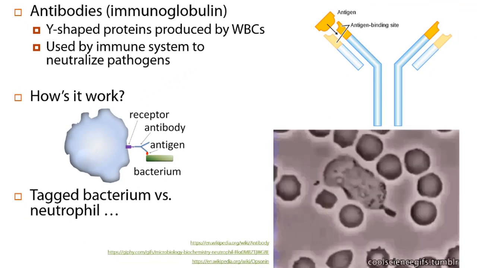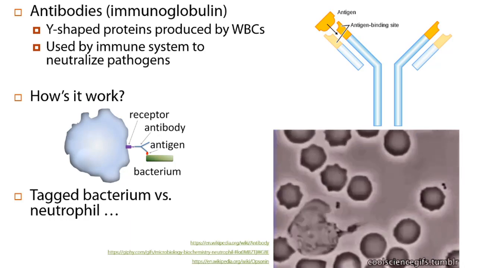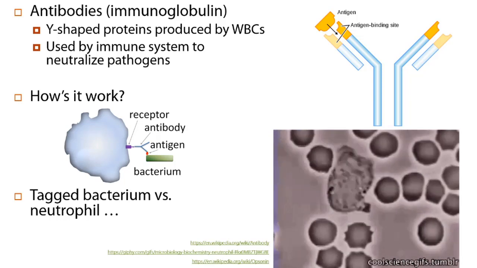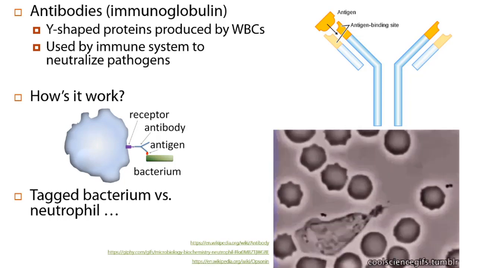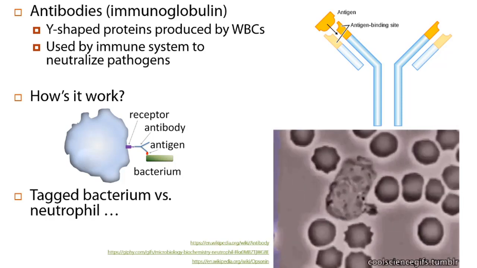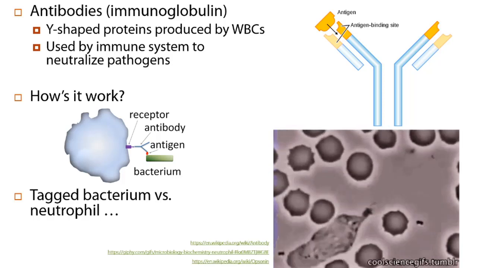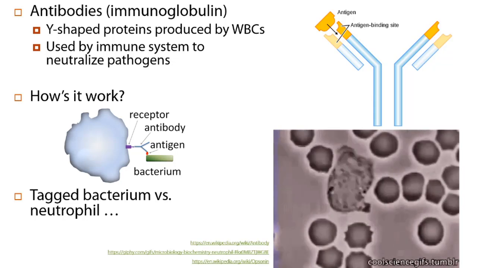So in this video right here, you essentially see this happening. We have a bacterium that has an antibody bound to it, and this neutrophil, a type of white blood cell, is just attracted to it. It's going to seek it out until it binds, and once it binds, it's going to suck that bacterium in in a process called phagocytosis, where it essentially digests the bacterium and then spits the remains out.